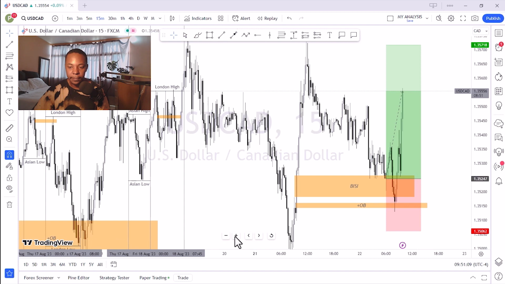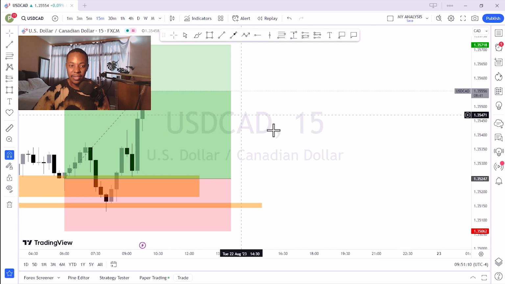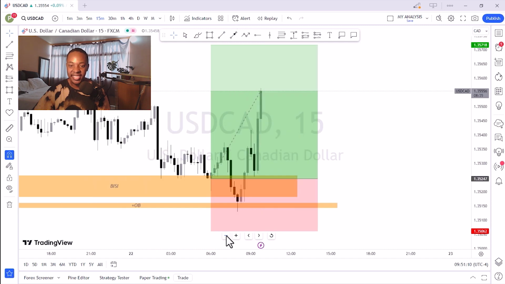And then currently we're still running in profit. We're here, where I said I'll take my profits, where I said I'll take partials, which I haven't taken yet.